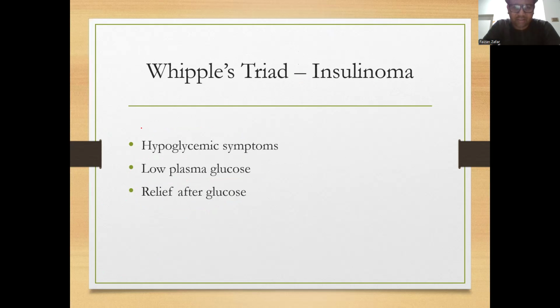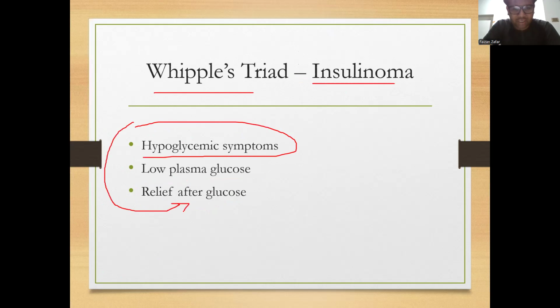Whipple triad. So what is the Whipple triad? Whipple triad is typically present in insulinoma, the insulin-secreting tumor. There are hypoglycemic symptoms that are relieved after glucose intake, and a low plasma glucose. So this triad is typically present in insulinoma.